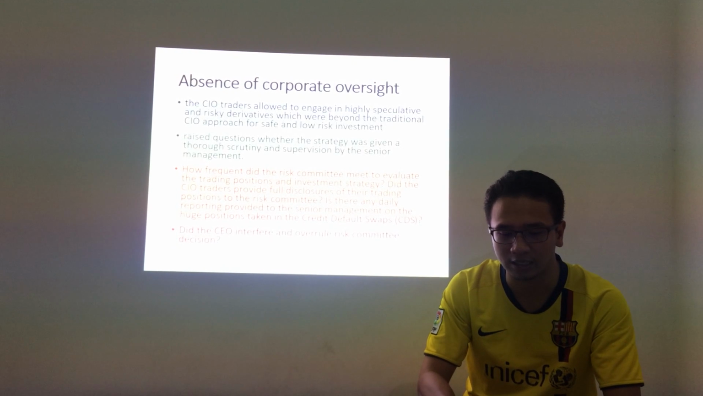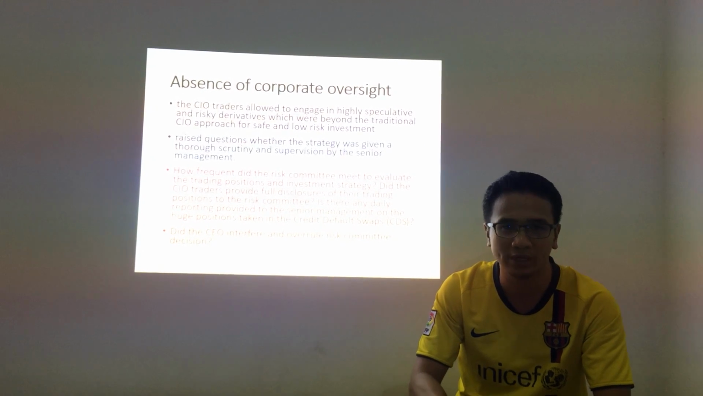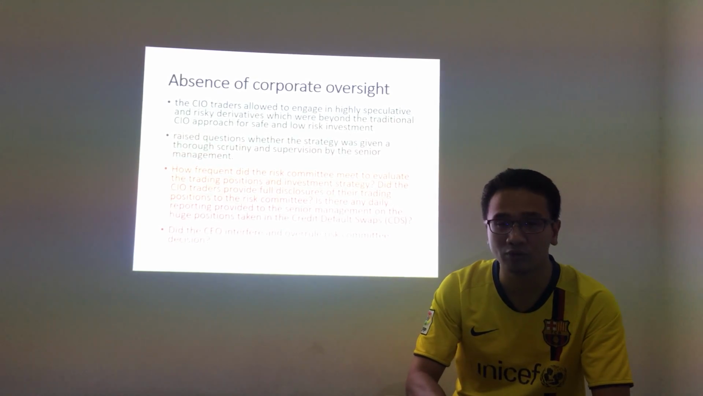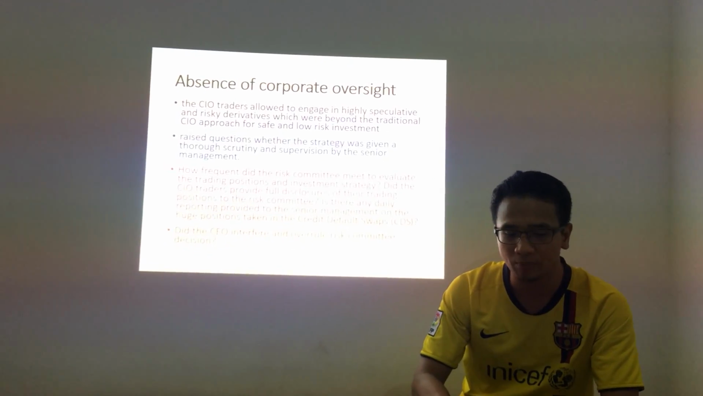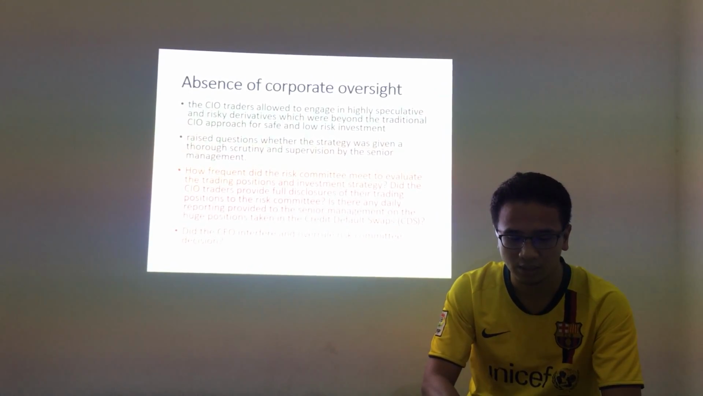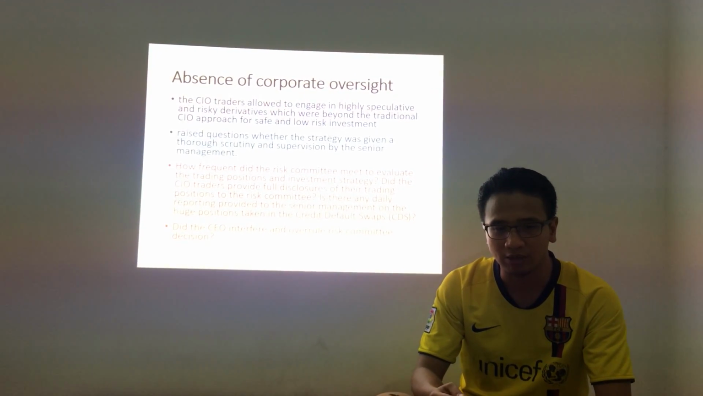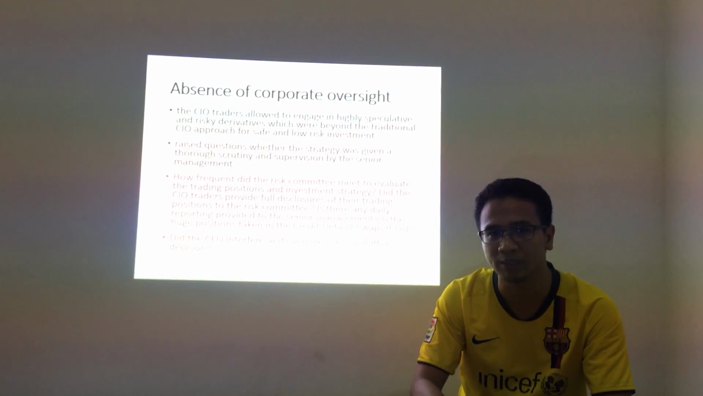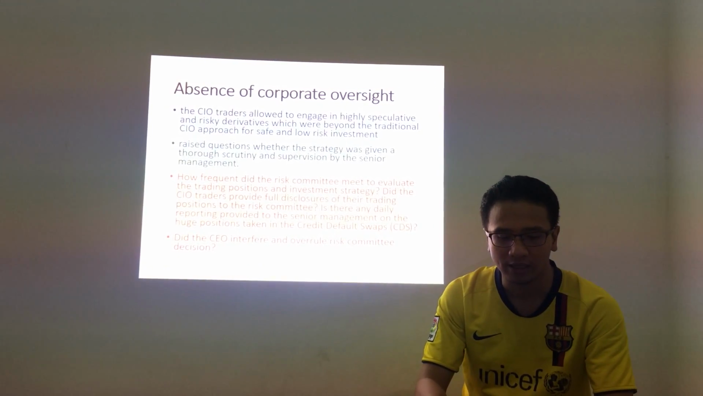Some questions we should ask ourselves are: how frequently did the risk committee meet to evaluate the trading positions and investment strategy? Did the CIO traders provide full disclosure of their trading positions to the risk committee? Was there any daily reporting provided to senior management on the huge position taken in the credit default swaps? Also, we know that the CEO, James Simons, was known for micromanaging the risk committee meetings. This raises a further question of whether the CEO interfered with or overruled the risk committee's decisions.